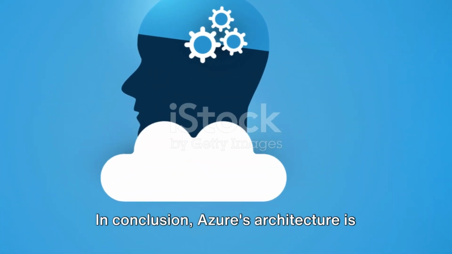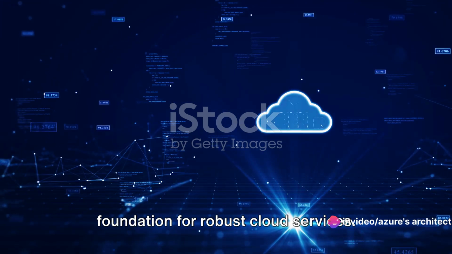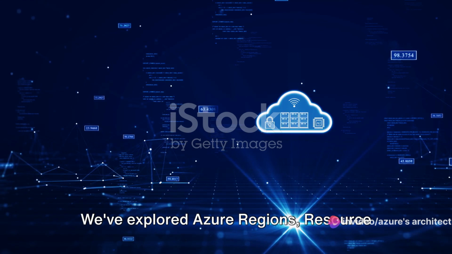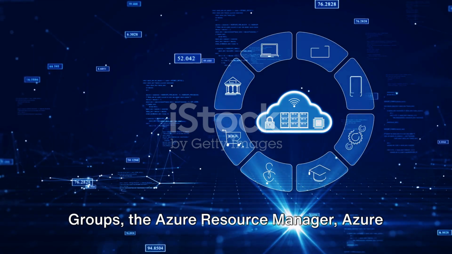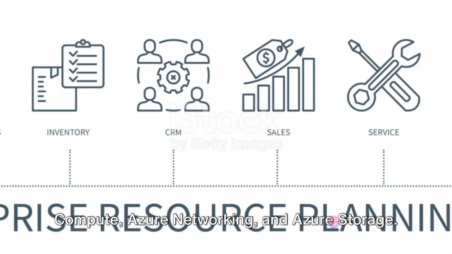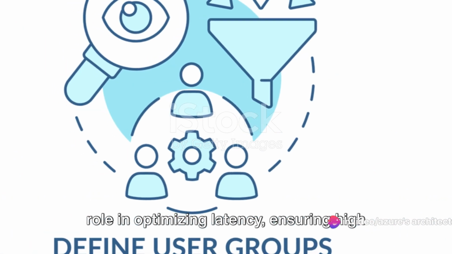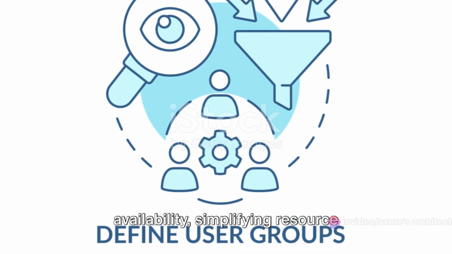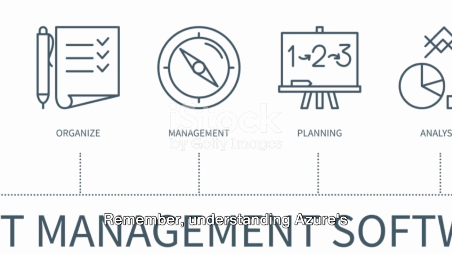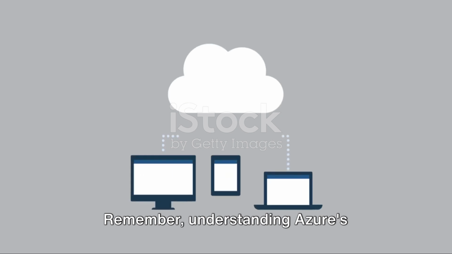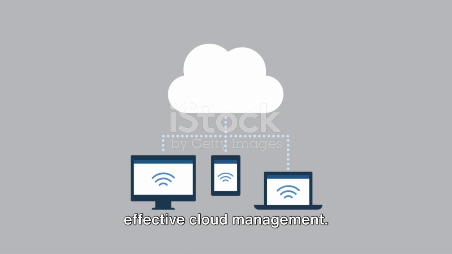In conclusion, Azure's architecture is built on key components that provide the foundation for robust cloud services. We've explored Azure Regions, Resource Groups, the Azure Resource Manager, Azure Compute, Azure Networking, and Azure Storage. Each of these components plays a vital role in optimizing latency, ensuring high availability, simplifying resource management, and providing scalable computing power and storage. Remember, understanding Azure's architecture and its core components is the first step towards efficient and effective cloud management.